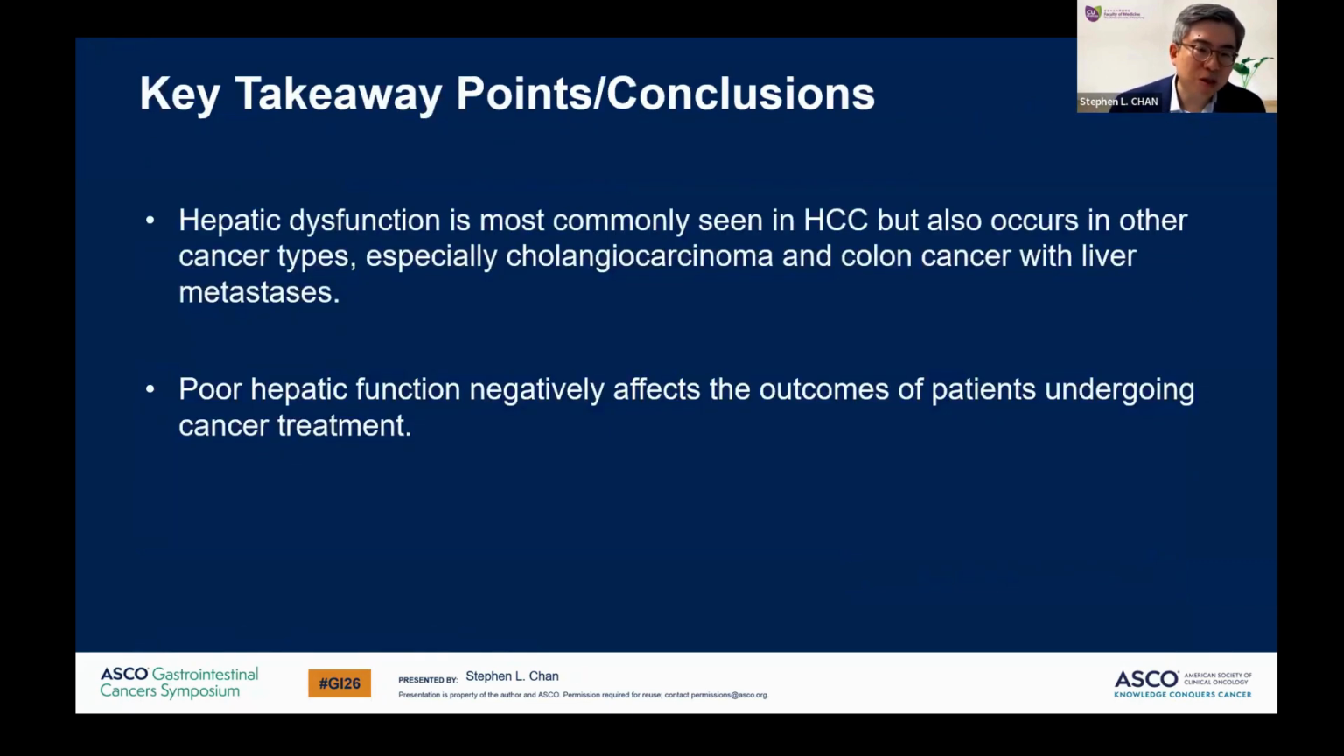So ladies and gentlemen, these are my key takeaway points. I think there's no doubt that liver function derangement is very common. That occurs in all cancer types. But of course, liver cancer, HCC, is probably the most common scenario that we encounter. No doubt that the hepatic function will affect the outcome of patients undergoing treatment. And fortunately, in HCC nowadays, we have some immunotherapy-based treatments that may improve the choices of options.